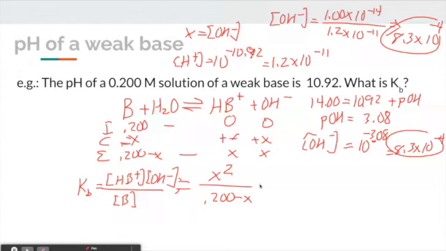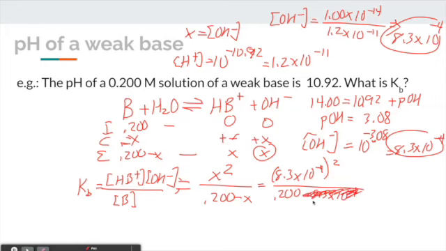All right, so now that we know that, we can substitute this in here. Since x is concentration of OH minus, we can say 8.3 times 10 to the negative 4th squared in the numerator. And in the denominator, you can put 0.200 minus 8.3 times 10 to the negative 4th. Or you can just forget about it in the denominator, because that's very small compared with 0.2, and it won't make a difference. Then do your calculation. And you end up getting 3.5 times 10 to the negative 6. That's the value of Kb.